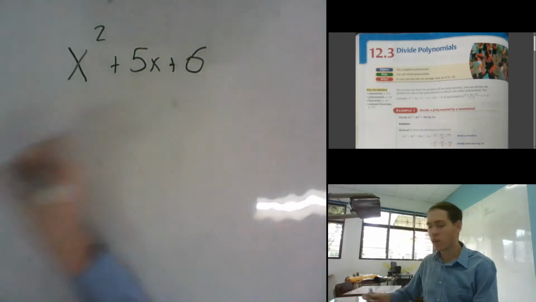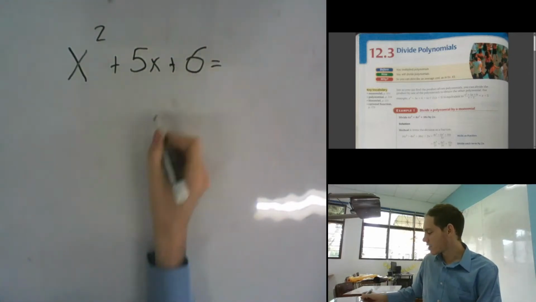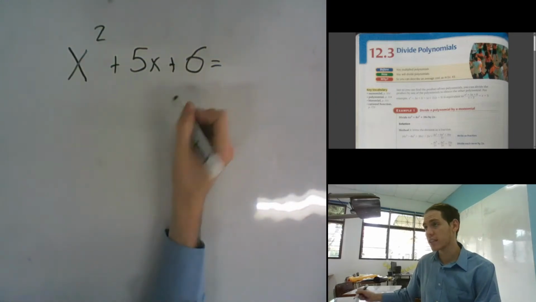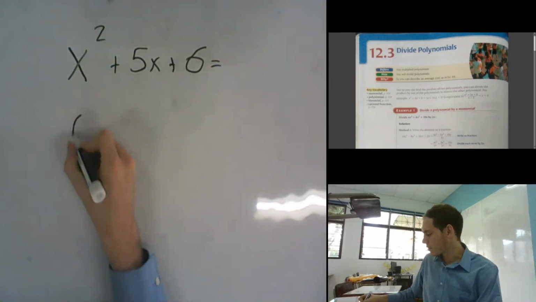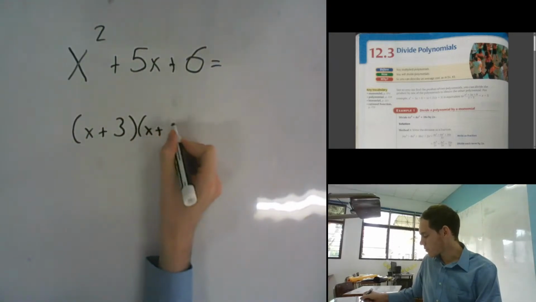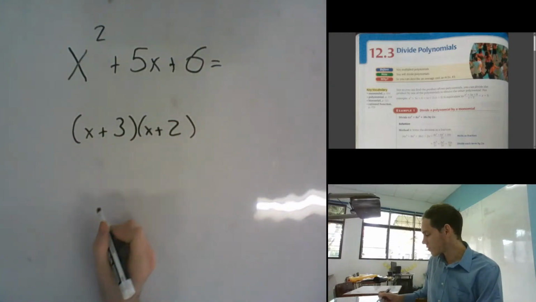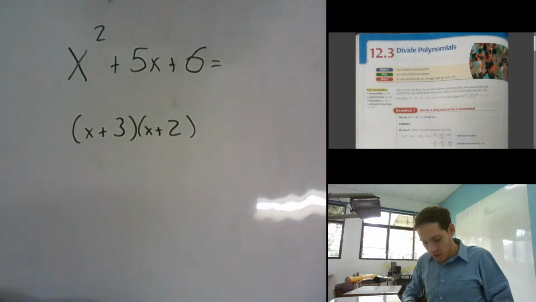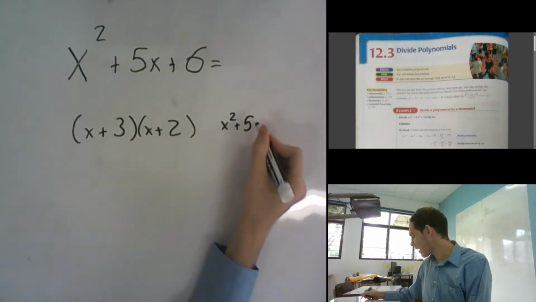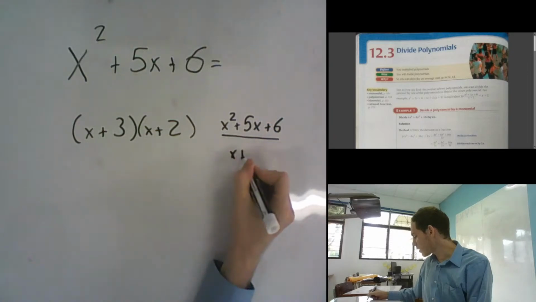Okay, 12.3. So, we need to recall factoring. If we're factoring this, we would see what multiplies into 6, which is 3 and 2, and that adds up to 5, so we get x plus 3 times x plus 2. Now we know this. So what would happen if we divided x squared plus 5x plus 6 divided by x plus 2?